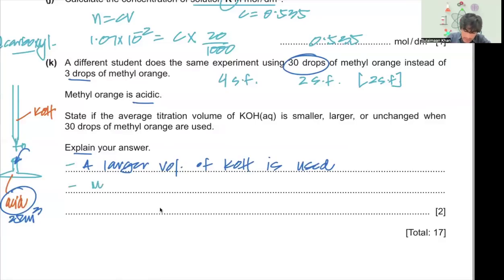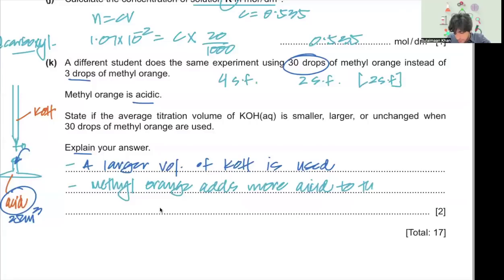So I could say, hey, the methyl orange adds more acid to the flask. Or you could even say it adds more H plus ions to the flask, because anything that's acidic is basically talking about H plus ions, right? So it adds more acid to the flask. Therefore, more KOH or a larger volume of KOH is required to neutralize it.